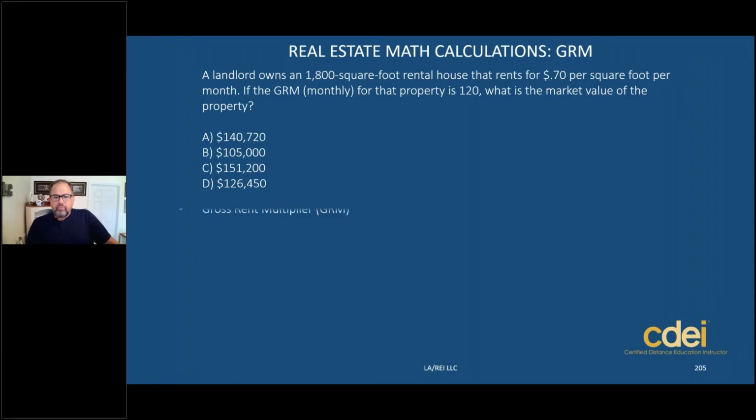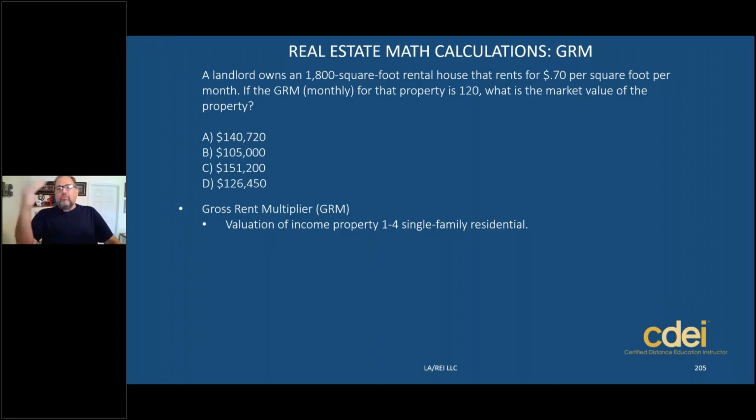Okay. So what is gross rent multiplier? Gross rent multiplier is the valuation of income property, watch this, income property, 1 to 4 single-family residentials, okay? 1 to 4 units. Remember, anything over 4 units, we use the income approach, okay? That's your potential gross income minus your vacancy, gives you effective gross income, minus your expenses, gives you net operating income, okay? Divide that by a capitalization rate, and you get the value of a building over 4 units.